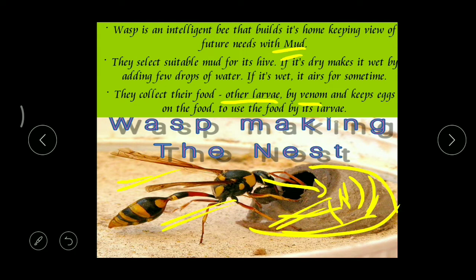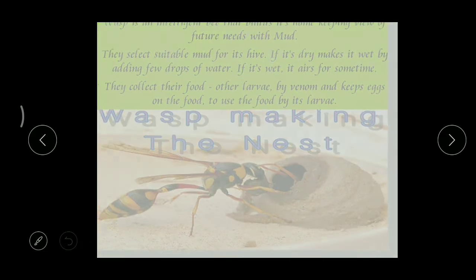Okay, and after a few days, the eggs develop into its own larvae, so that those larvae can get food. In this way, that means for the future sake. Future sake means for a reproduction purpose, it constructs a nest. Got it? So this is also a very intelligent insect. Got it? Okay. Then come to the next one.